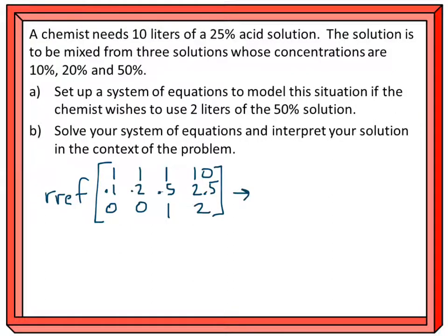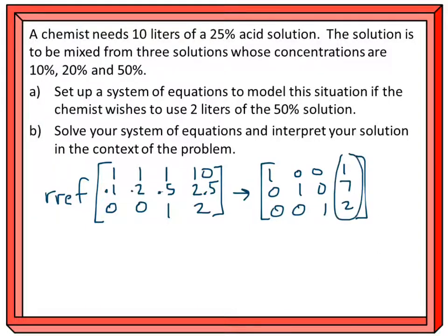Okay, whenever you put that into the calculator and reduce row echelon form, you get this. No, not that. Let's see, it's a 172. So these are our solutions.